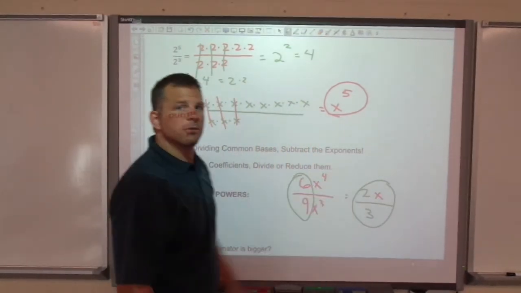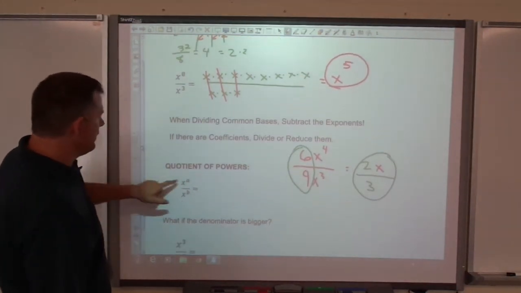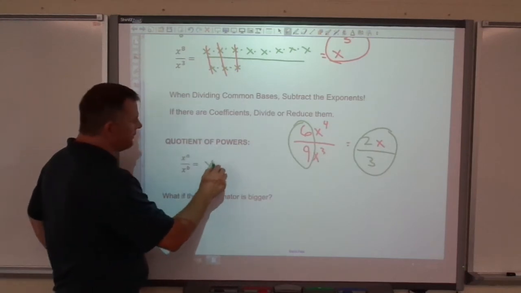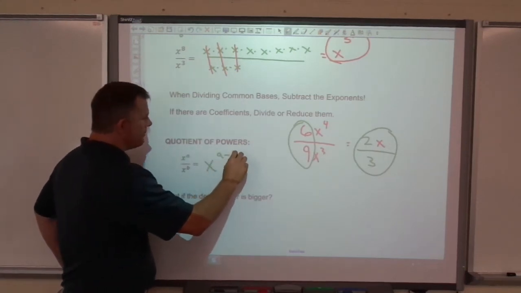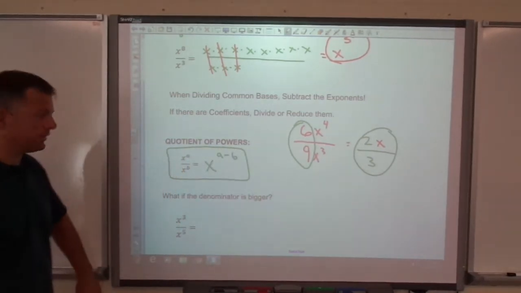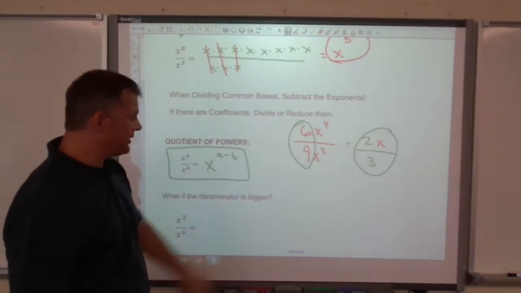The exponents with common bases we subtract. So what's the rule? X to the a over x to the b equals x to the a minus b power. This is a quotient of powers, very important. When dividing common bases, subtract the exponents.